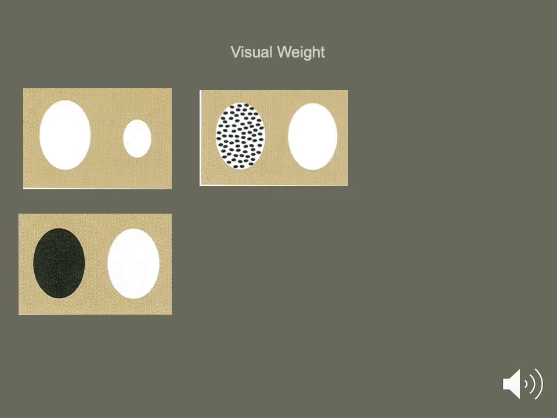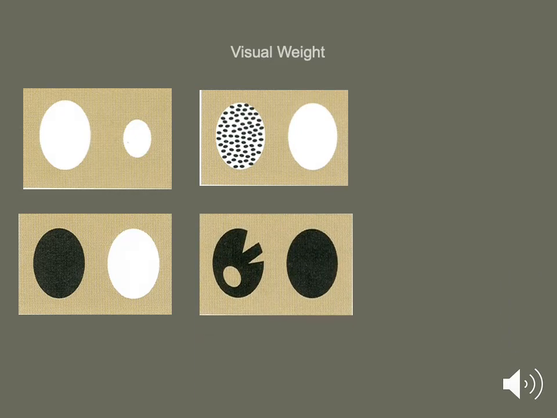So another way you can think about visual weight is how long does it take for your eye to take in all of the information that you're seeing. And if it takes a long time, that's going to be a heavier visual weight. So the left-hand side, because it has that pattern, is going to take longer for your eye to process all that information. Therefore, the one on the left is heavier.